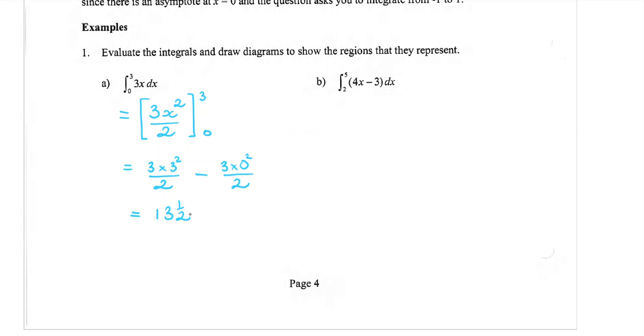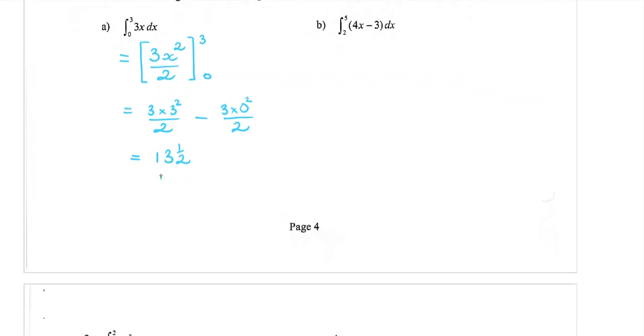So if we draw our little diagram now, 3x is a straight line that goes through the origin. The 3 is the steepness, so that means rise 3, run 1, but it's just a rough sketch, something like that. Okay, so if I was integrating between 0 and let's put the 3 there, what I've actually found is that area, or that space in there. Make sense? All right, next one.